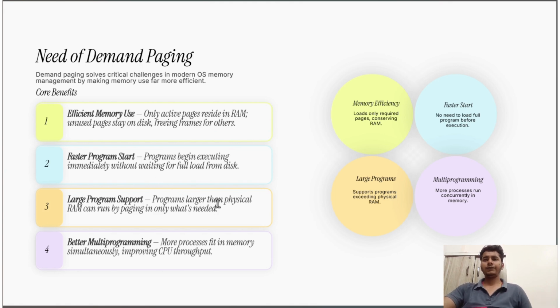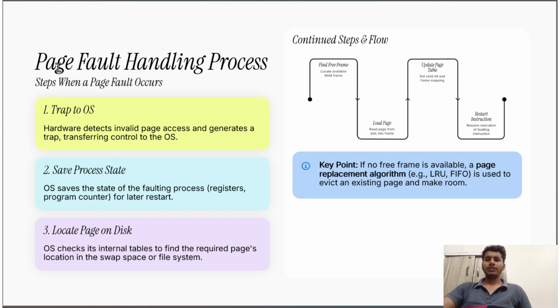Next is the page fault handling process. When a page fault occurs, first, it traps to the OS: hardware detects an invalid page access and generates a trap, transferring control to the OS. Save process state: the OS saves the state of the faulting process for a later restart. Locate the page on disk: the OS checks the internal tables to find the required page's location in swap space.